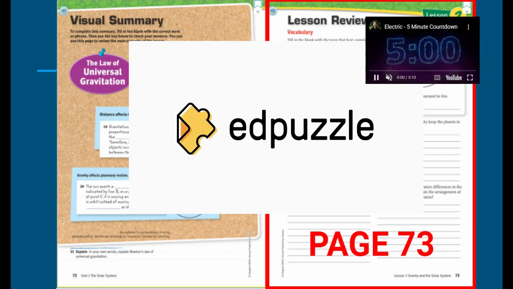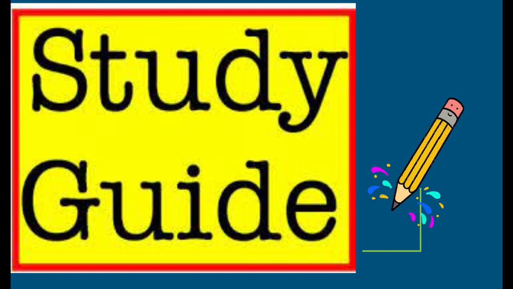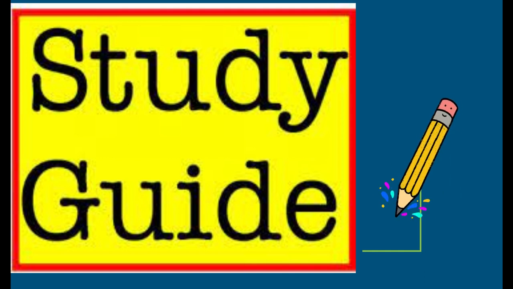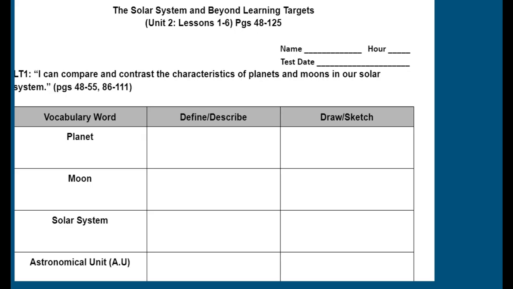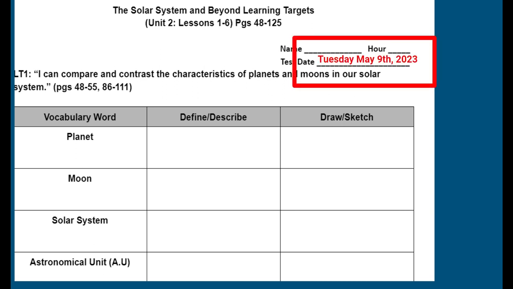So we will take our Edpuzzle, we will do our lesson review, our homework check, and then we're going to hand out a new study guide. And we are going to show the things that you could have answered already. So we've talked about the solar system, planets, moons, astronomical unit. That was all in your lesson review.